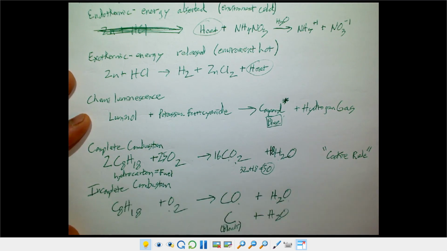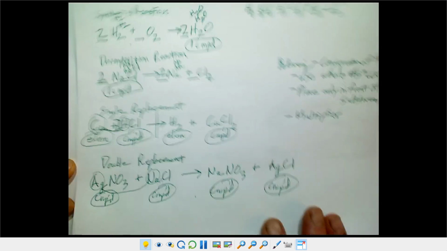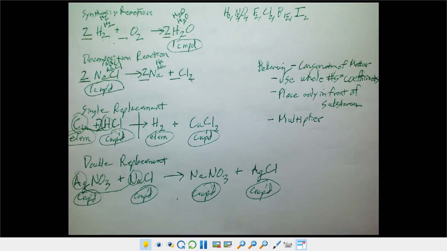And that's how you would go ahead and balance an incomplete combustion reaction. So I've gone over 9 different types of chemical reactions. There's 5 other types, which are these, and then you've got the 4 main types, which are synthesis, decomposition, single replacement, and double replacement reactions. So that's basically it. Those are chemical reactions.